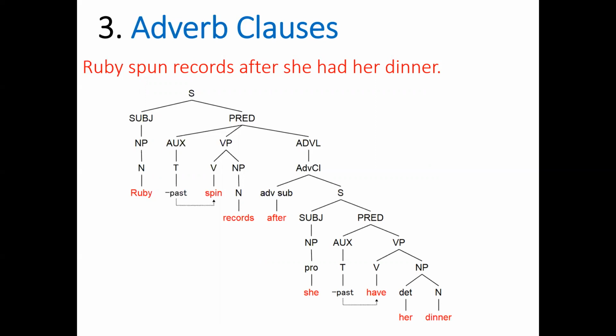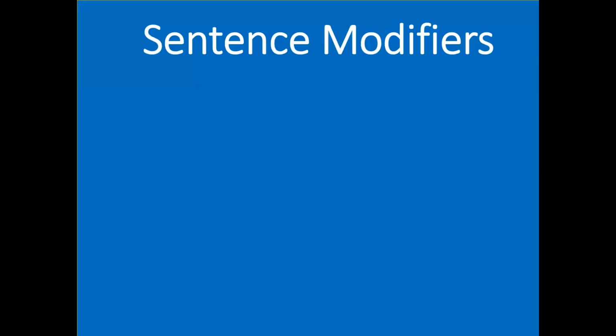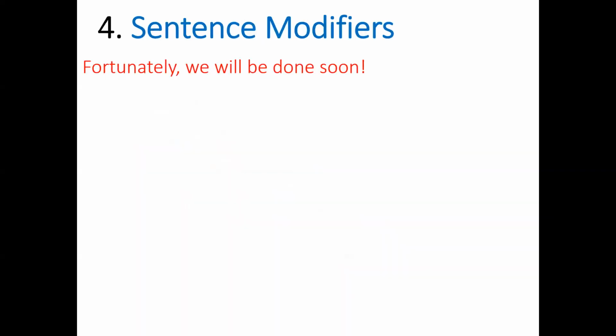All right, so turning now to sentence modifiers. As mentioned at the beginning of the video, sentence modifiers are simply sentence initial adverbials whose scope is the whole sentence, not just the verb phrase. Let's look at our example sentence, which you might be happy to read. Fortunately, we will be done soon. Here, the adverb fortunately modifies the whole sentence, not just the verb phrase.